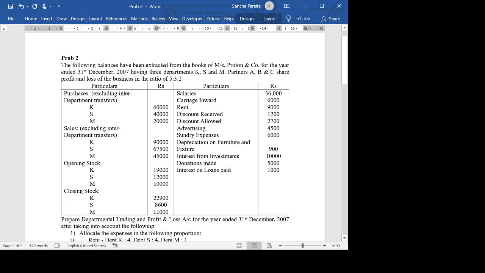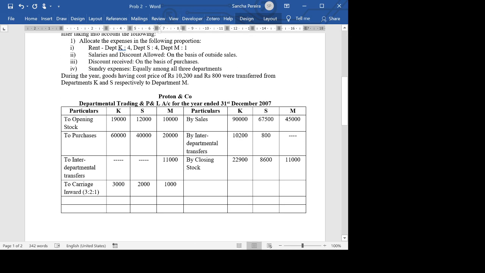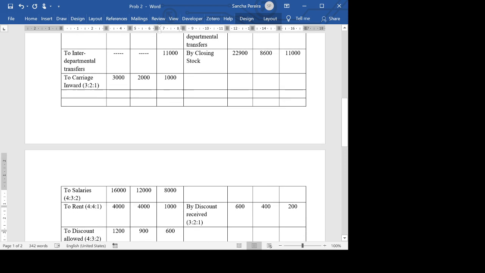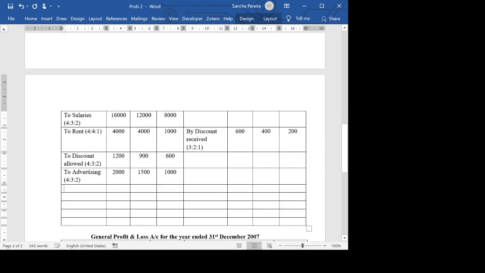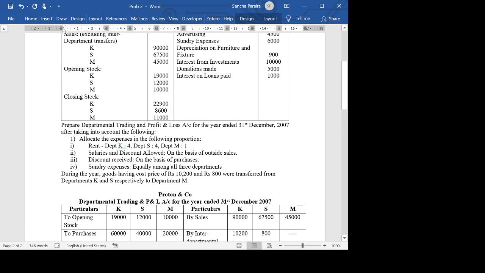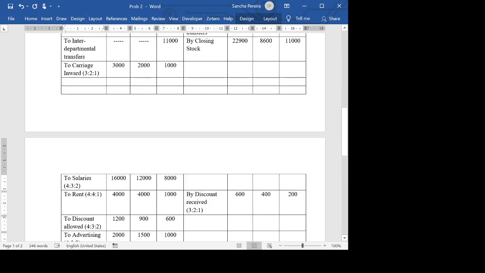And then we have sundry expenses. Now sundry expenses, they told us to divide equally. If they had not told us anything about sundry expenses, I would have transferred it to the general profit and loss account, because sundry expenses is not related to your purchases or sales, nothing of that sort. Now they have told us equally, so that's why I can divide it equally. Ratio is 1:1:1. And how much is the sundry expenses? It is 6,000. So each one will be 2,000.